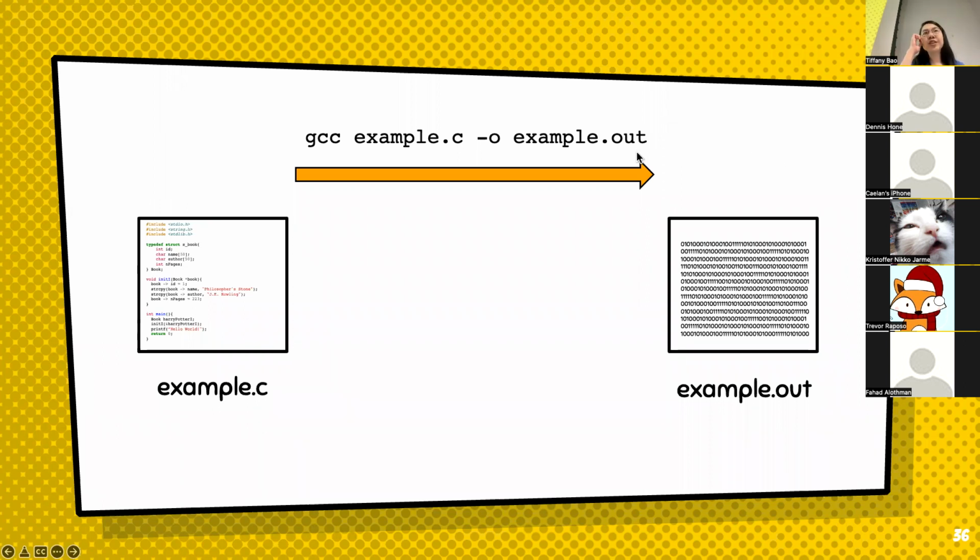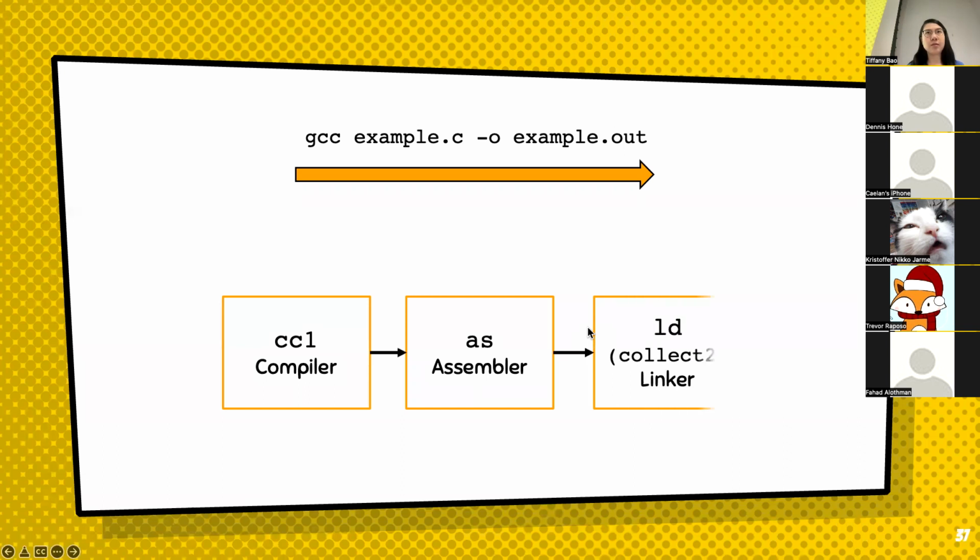So if you use GCC, you only need to type this one command to compile from source code to a binary file. However, if you look at how it works, it's actually composed of multiple steps. We can divide that into 3 steps. CC1 is a compiler, and then there is AS, the assembler. And finally, there is LD, a linker that can link library calls like printf into the binary itself.